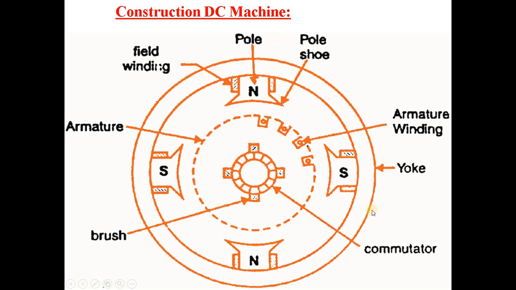See, this outer portion is known as yoke. This is the mechanical covering, we can say. Next part is this part where the magnetic poles are placed. On the magnetic poles, there is a winding we can see here. These windings are known as field windings. This is the stationary part.